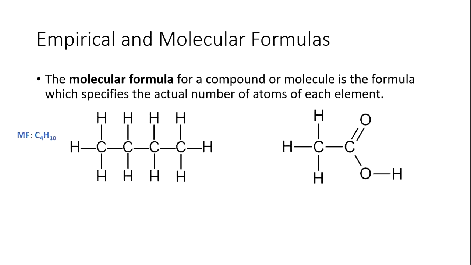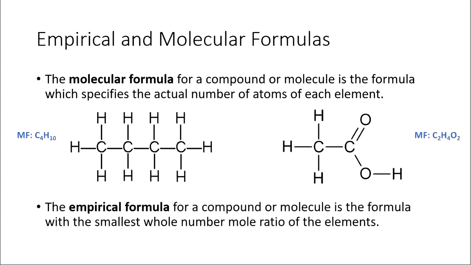What about the substance on the right? How many carbons do you have? How many hydrogens do you have? And how many oxygens do you have? C₂H₄O₂ is the molecular formula for that substance. And I know what you're thinking. How do you place them in order? Well, most of the time, the problem will actually tell you the order of the elements.